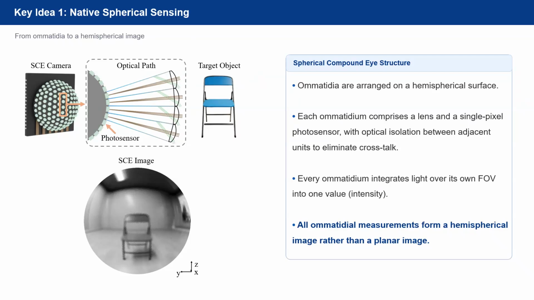Our first key idea is native spherical sensing. The SCE camera is inspired by biological apposition eyes. Ommatidia are arranged on a hemispherical surface, and each one contains a lens and a single pixel photosensor with optical isolation. Each ommatidium integrates light within its own field of view into one intensity value. Collecting all ommatidial responses forms a hemispherical image.